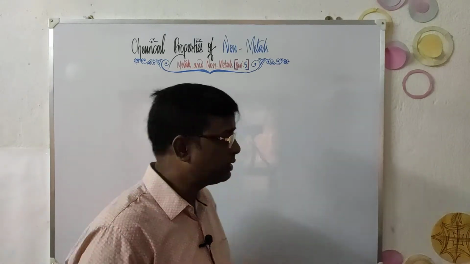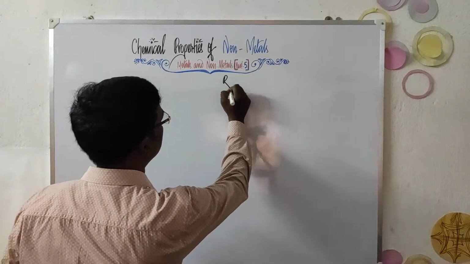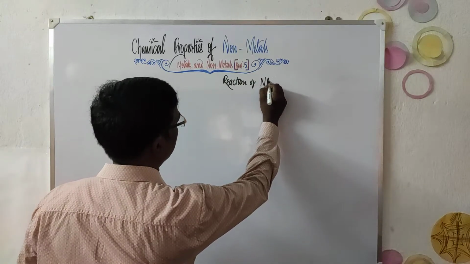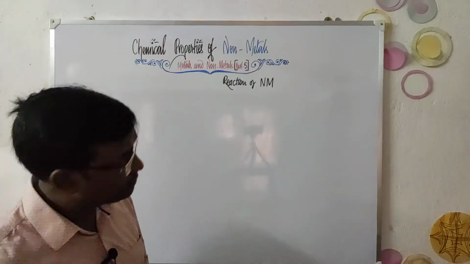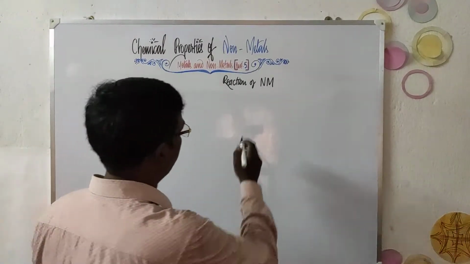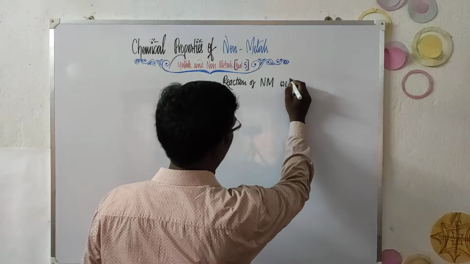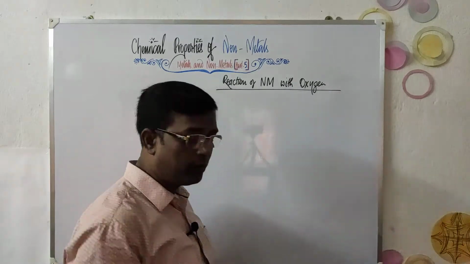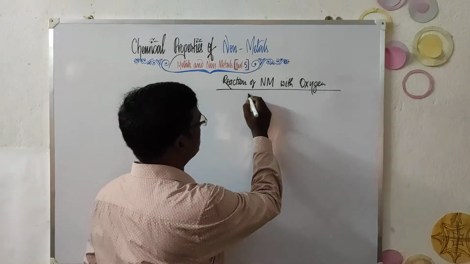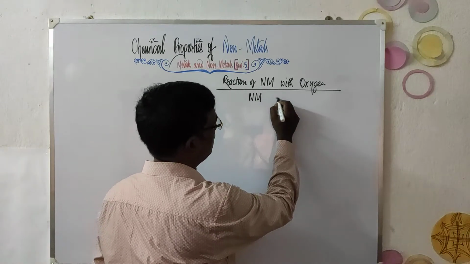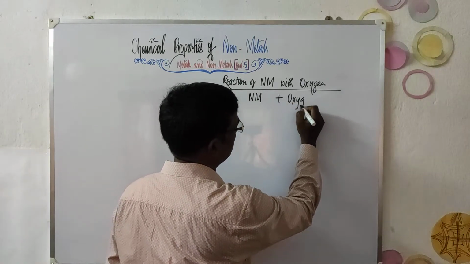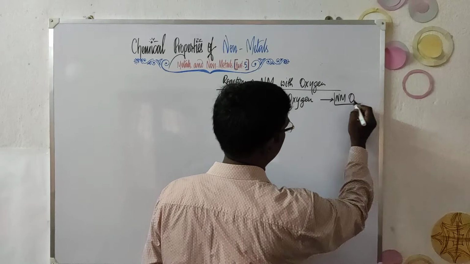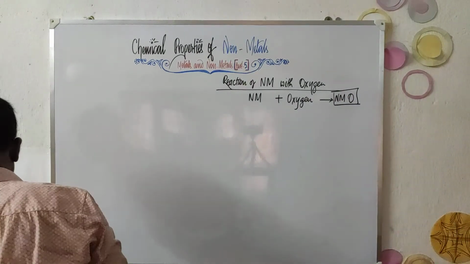Let's start with the reactions. First is the reaction of non-metal, I will use the abbreviated form non-metal, with oxygen. As I have told you, with oxygen, non-metal forms non-metallic oxide. So non-metal plus oxygen gives you non-metallic oxide. Let's give some concrete examples.